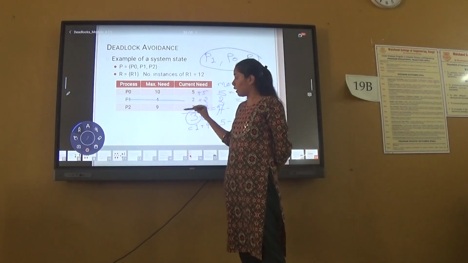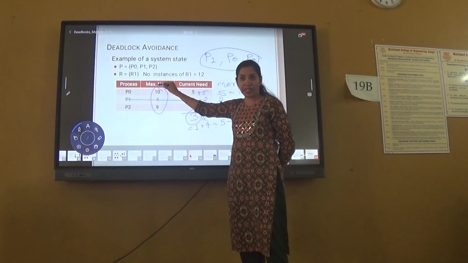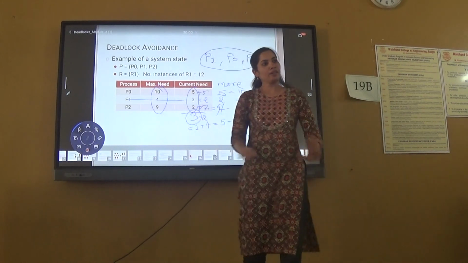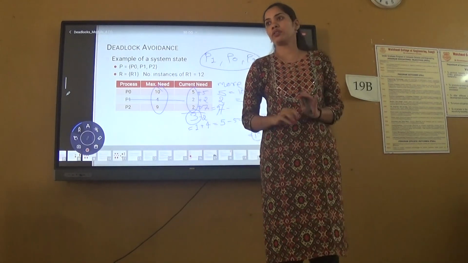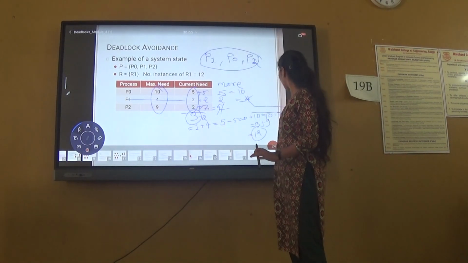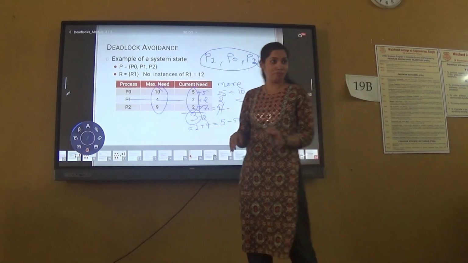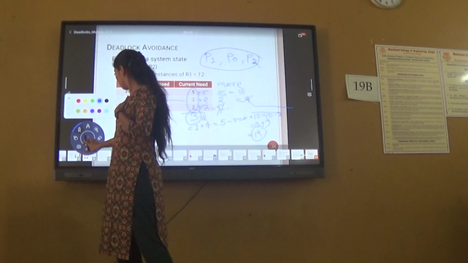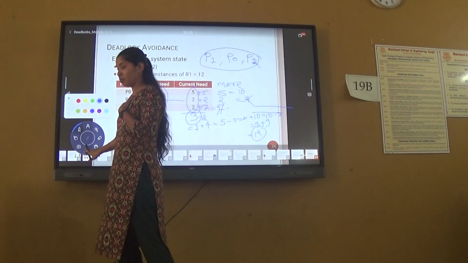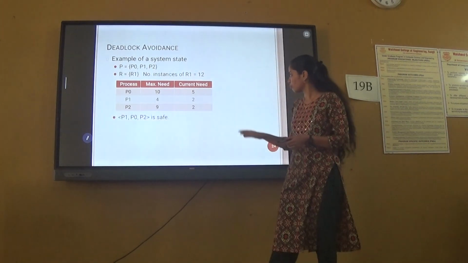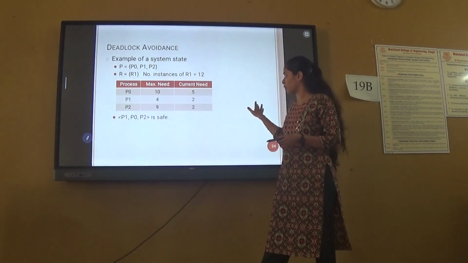Had it been possible, even if the demands are in range, my first allocation is very good. Because of that, the system got into the safe situation. How? So the system is in a safe state.